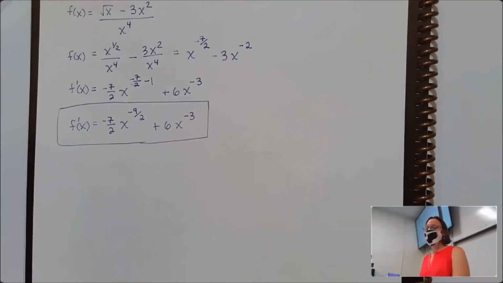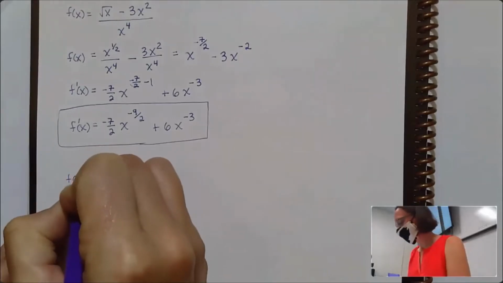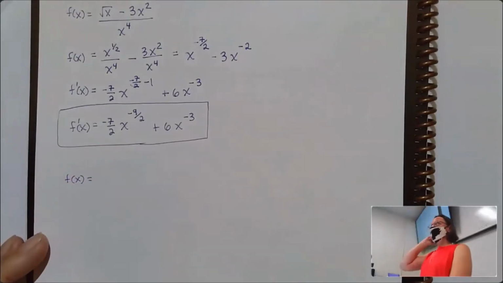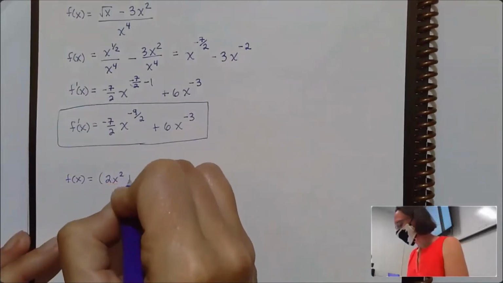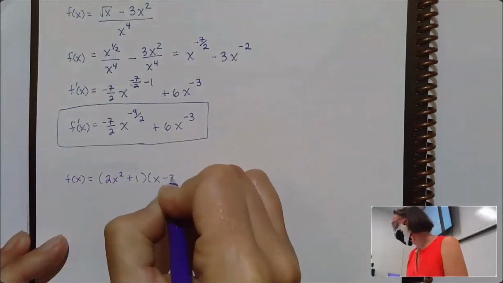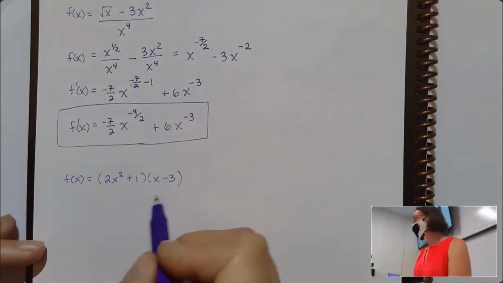As another, just like find the derivative, use some algebra kind of thing. Let's say I had 2x squared plus 1 times x minus 3. There is a calculus-y path through this problem. But if we do the algebra first before finding the derivative, I'm going to distribute this out.